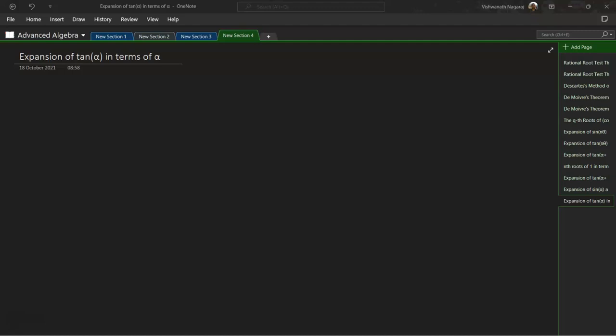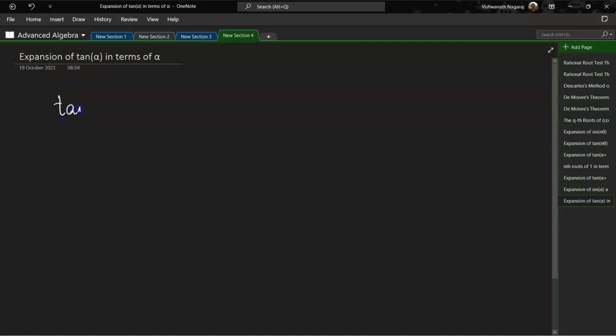Let's look at figuring out the expansion of tan alpha in terms of alpha. Now we have already seen the expansion of sine alpha and cos alpha in terms of alpha. So we take tan alpha and we write it as sine alpha by cos alpha.